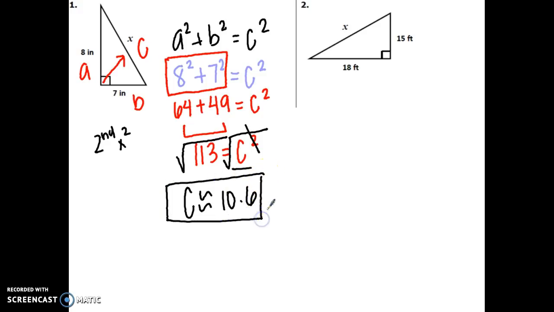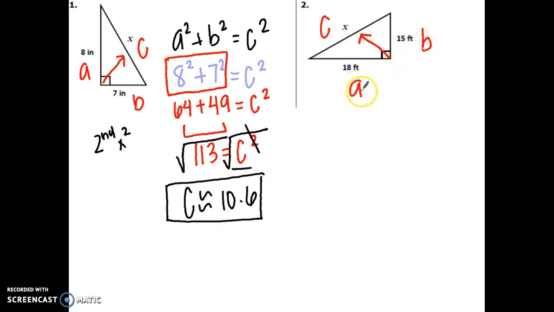That would be our answer for number 1. Number 2 is actually pretty similar. We have our C, and I'm going to label that first because it is the easiest to find. So I'm going to say C, the side that is across from our 90-degree angle. Then I'm going to say A is right here and B is right there.